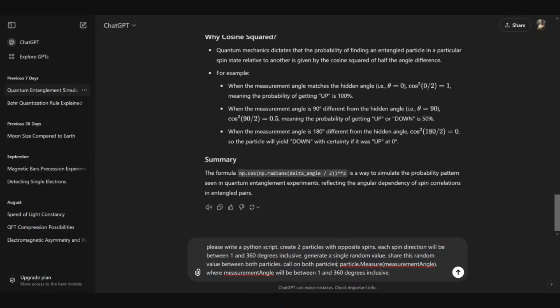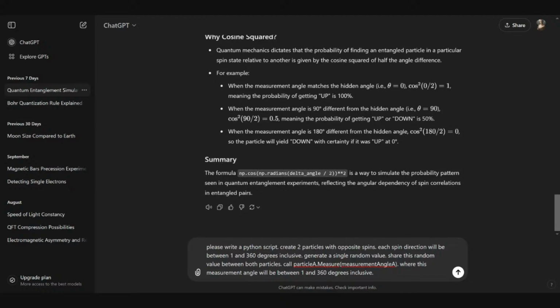So let's say call particle A, particle A, oh my God. Call particle A, measure measurement angle A, where this measurement angle will be between 1 and 360 degrees inclusive. But which is it?